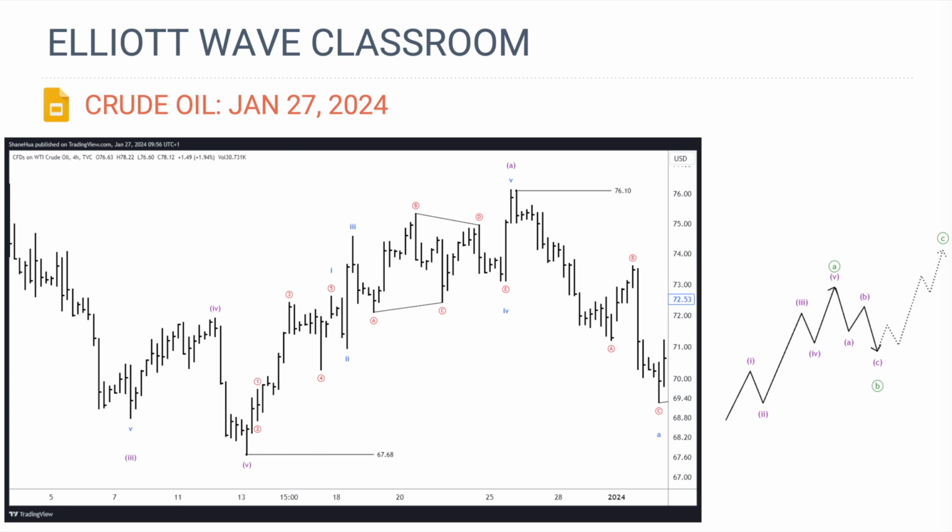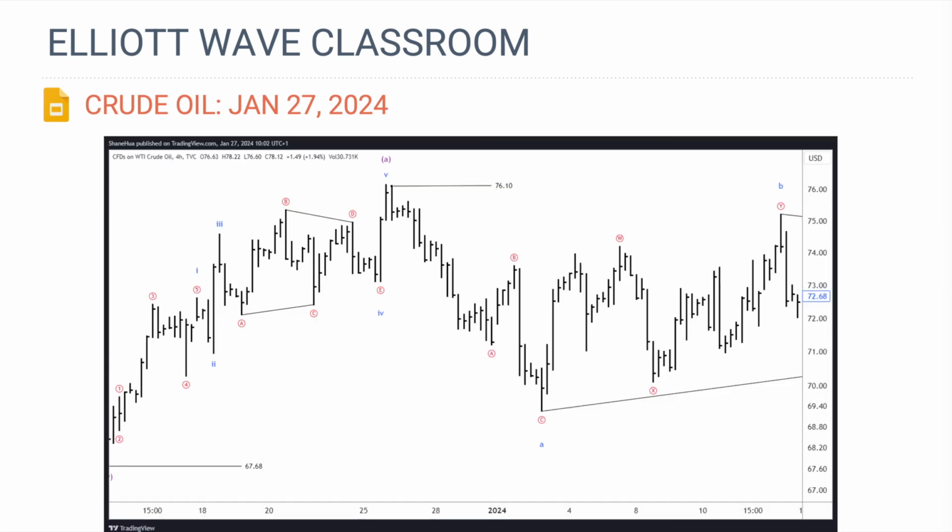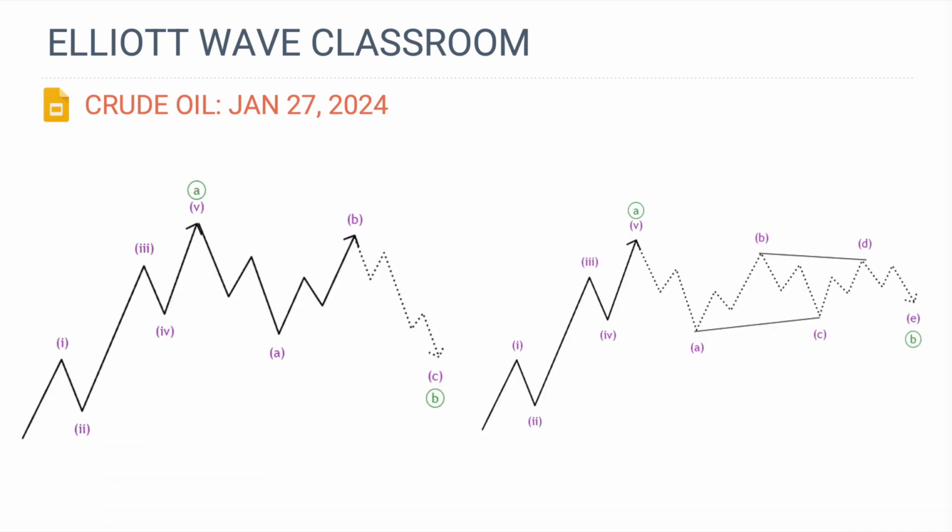expectations. Take a look at the chart on your screen. All I have from the market is a 3-3, which suggests a flat correction in the larger degree with 3-3-5, or maybe a triangle in the larger degree 3-3-3-3-3. It means A, B, C, D, E.